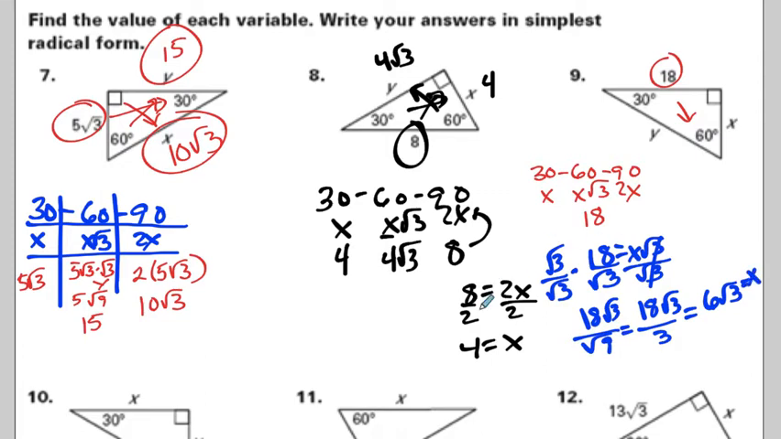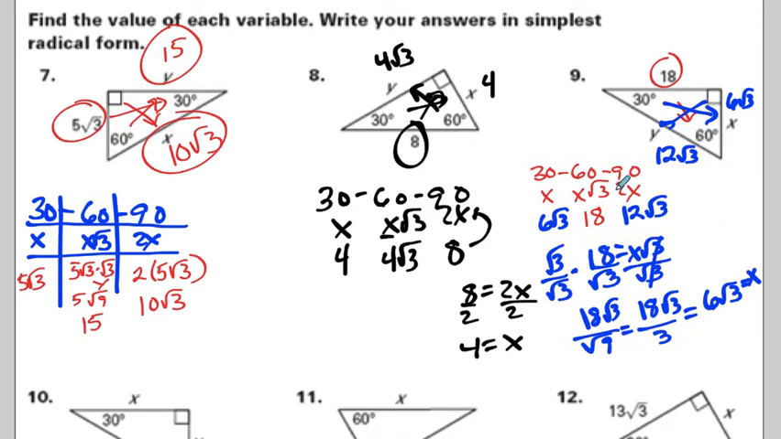So in my table, now I know that x is 6 root 3. Now that I know x, I can find what 2x is by just taking that 6 root 3 and doubling it, which is going to give you 12 root 3. So my 30, as we see in the table, is 6 root 3. And my 60 we already had, and across from my 90, which is where the y is, is going to be 12 root 3. And then we have our two answers there.